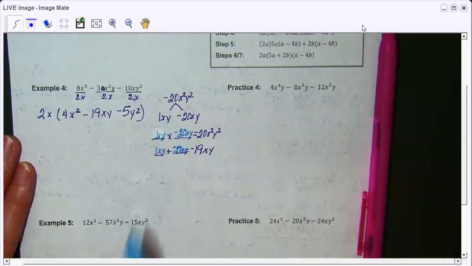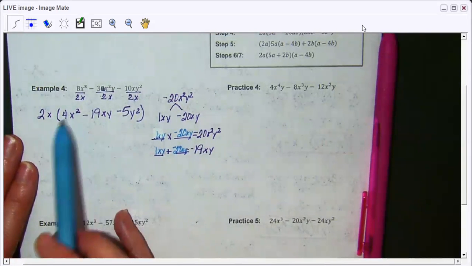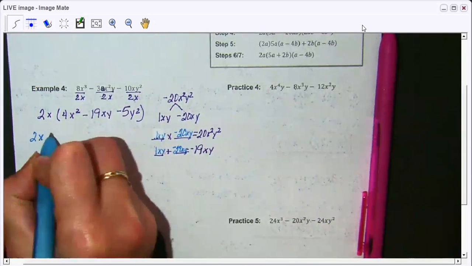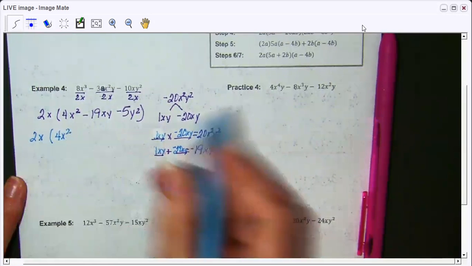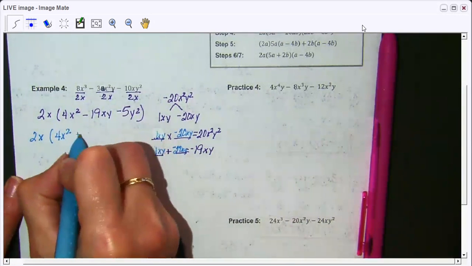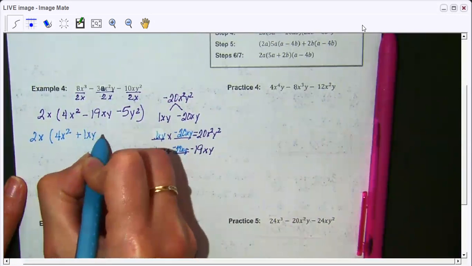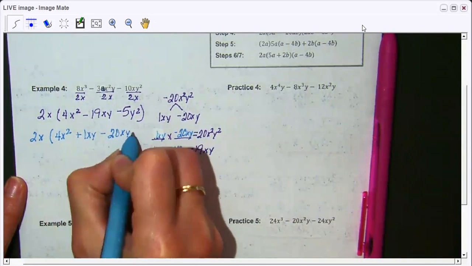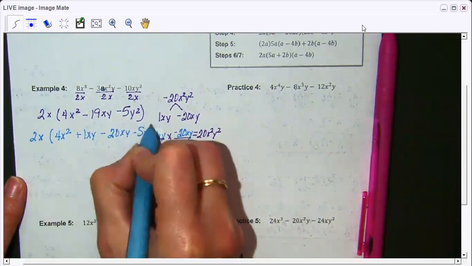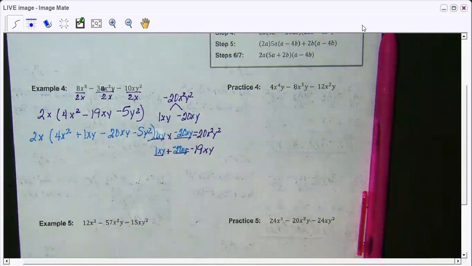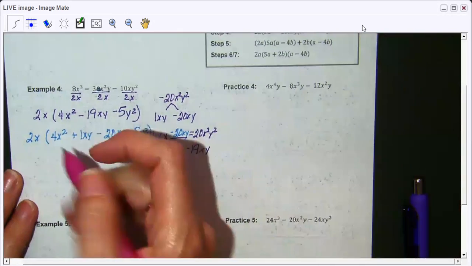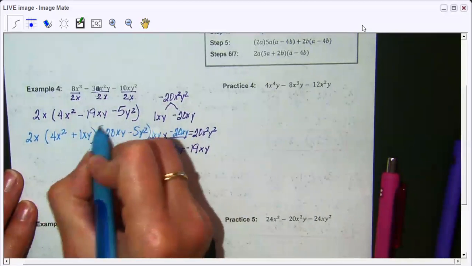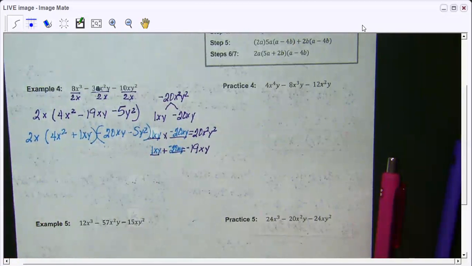Okay, so here are our factors. And so we're going to rewrite our problem. So you have 2x times 4x squared, and then we're going to use these two factors, plus 1xy minus 20xy minus 5y squared. Okay, and so now we're going to group them like this. Now you're going to find your greatest common factors.